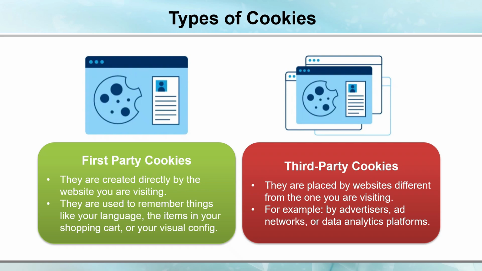On the other hand, third-party cookies are placed by websites different from the one you are visiting, usually advertisers, ad networks, or data analytics platforms. For example, when you see a Facebook like button or a Google ad on another website, those companies can place their own cookies in your browser. This allows them to track your behavior across many different websites and build a complete history of your browsing activity. The problem is that this tracking can affect your privacy.